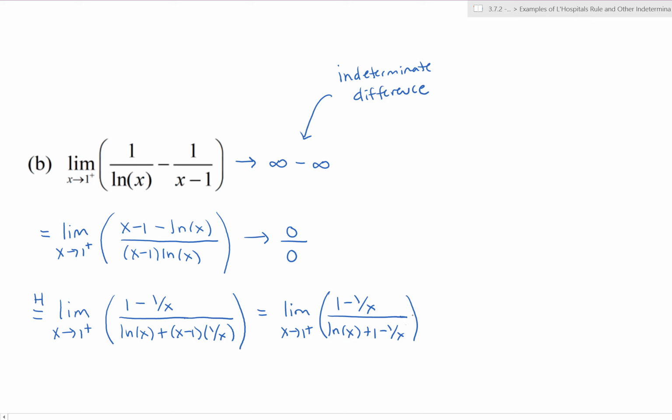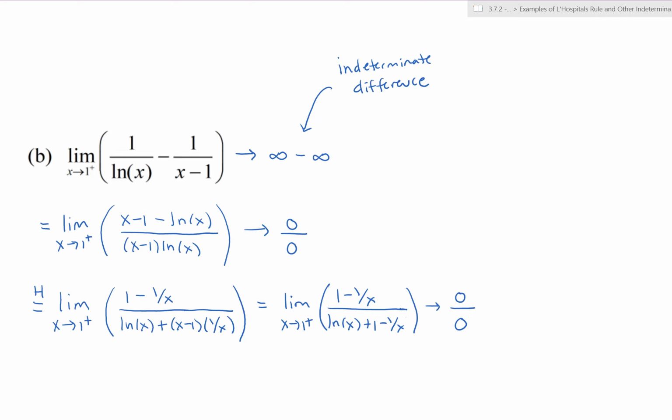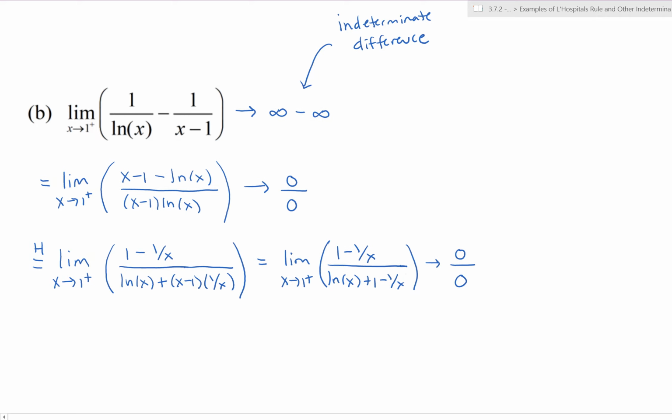As x goes to 1 from the right, notice the numerator again goes to 0, 1 minus 1 over 1. In the denominator, ln of x is going to go to 0 because x is going to 1 from the right, plus a 1 minus a 1. So again, we get a 0 over 0, another indeterminate form. And so another example in which we have to apply L'Hopital's rule more than once, for which we definitely can do here. Let's do that.